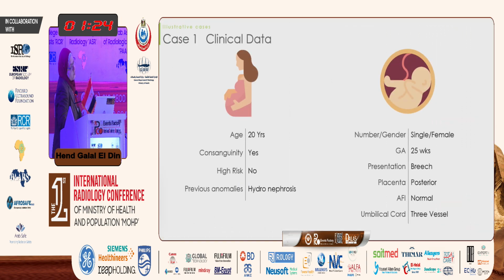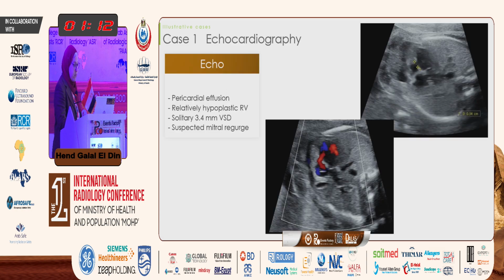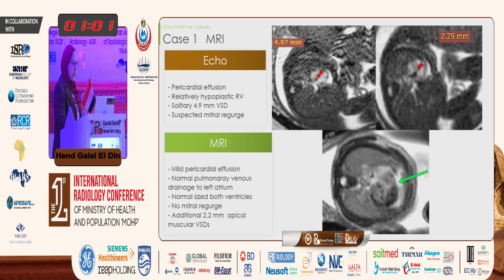One of our cases was a 20-year-old with 25 weeks gestation, and everything was normal. However, in a previous pregnancy the baby had hydronephrosis. Echo showed pericardial effusion with a relatively hypoplastic right ventricle, a solitary VSD measuring 3.5 millimeters, and suspected mitral regurgitation. MRI showed similar features and added some features.